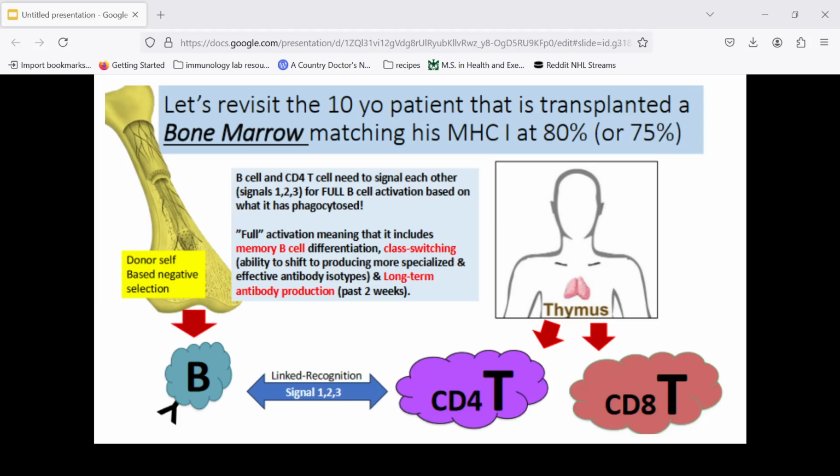Okay, we understand this. Actually, before we move on, if our patient is 50, do they have a thymus? Brilliant. Do they have T cells?